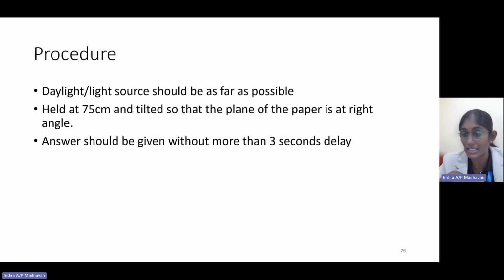If they don't have any color vision problem, they should answer you immediately. If it got delayed by 3 seconds, that means the patient is actually struggling to give the answer. So you can straight away flip to the next page.